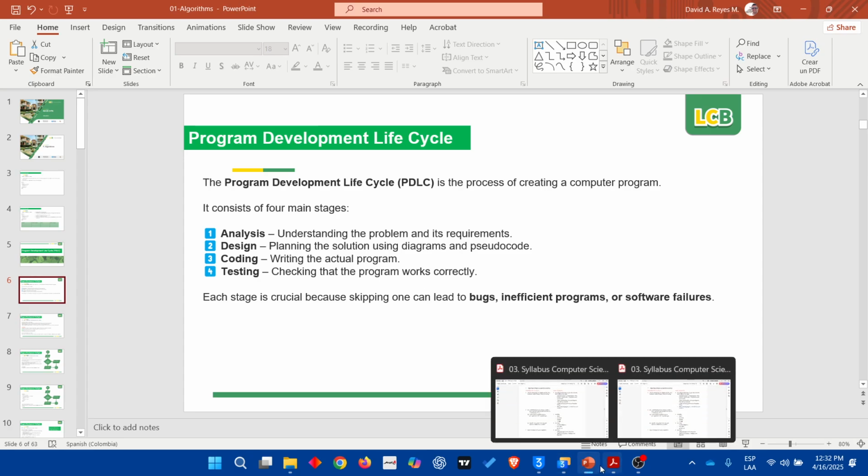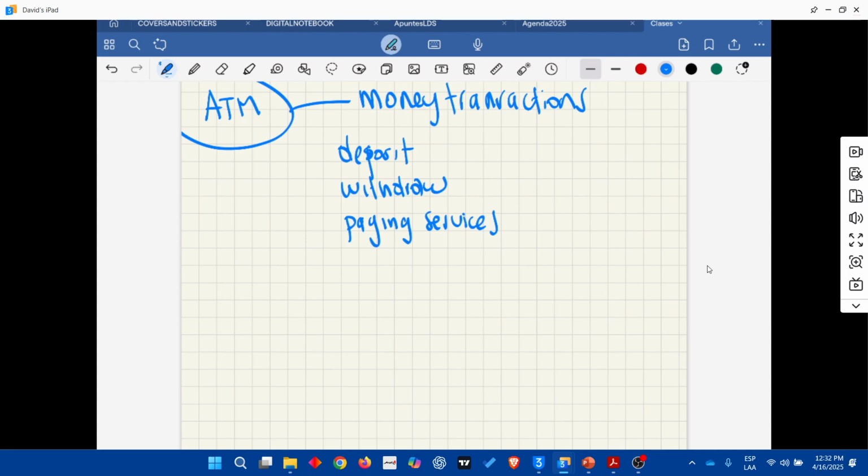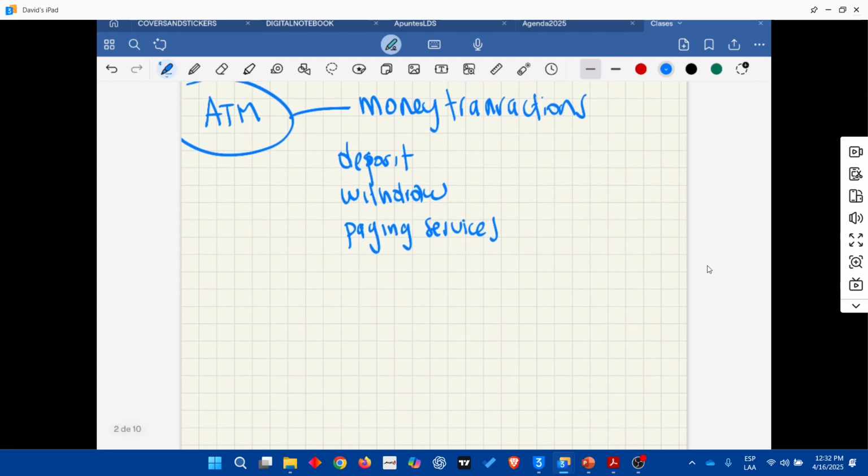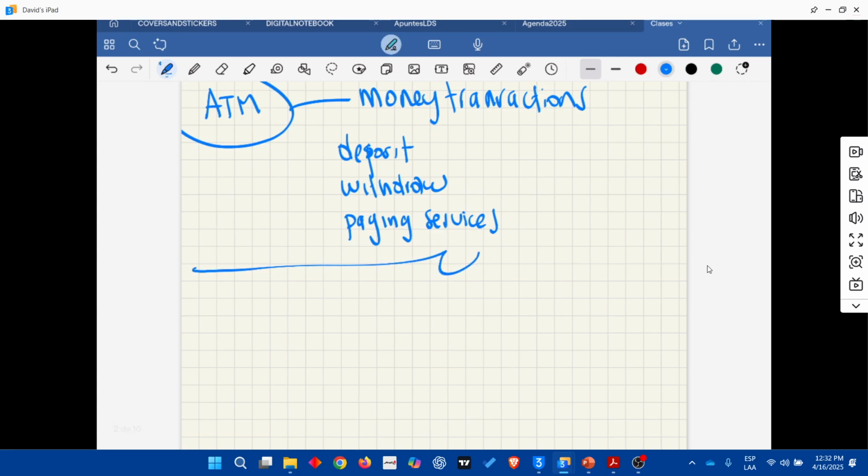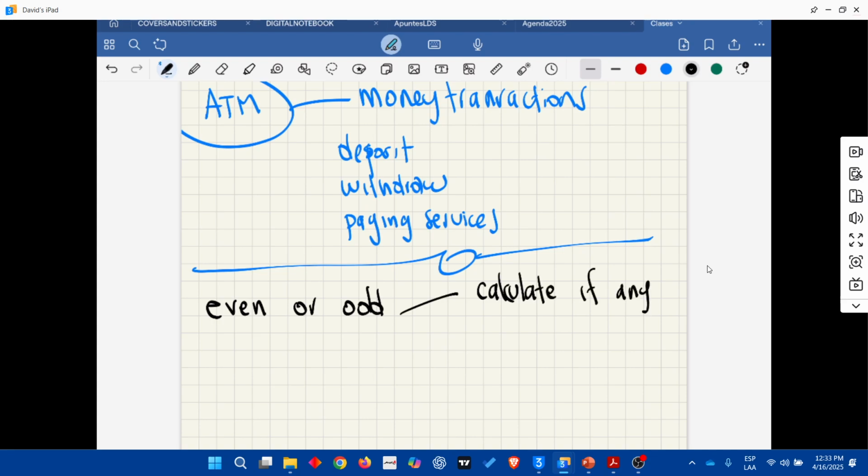I'm going to give you another example here. I'm going to try to do it faster. Let's suppose that you are going to create a software to calculate if any number is an even or an odd number. So what do you want to do? I want to calculate if any number is an even or odd number.